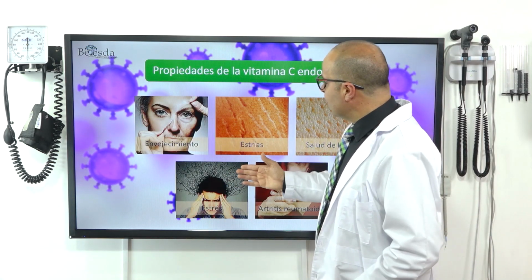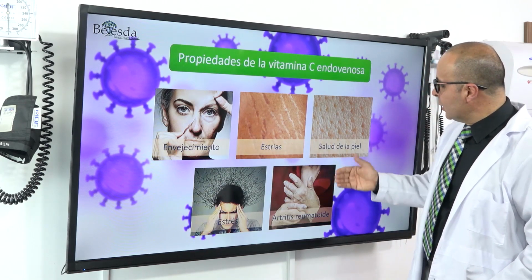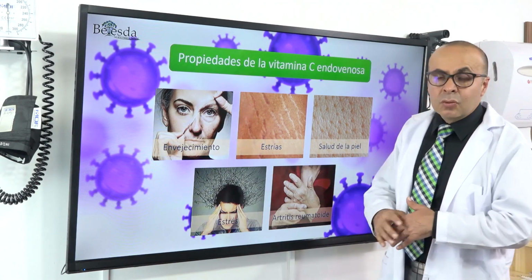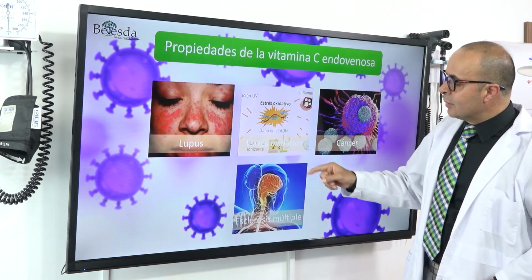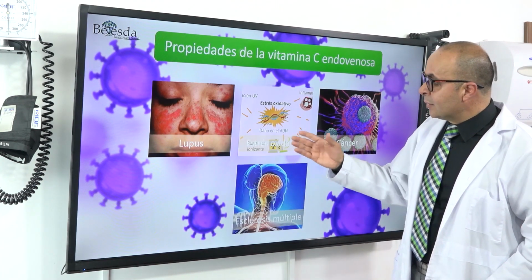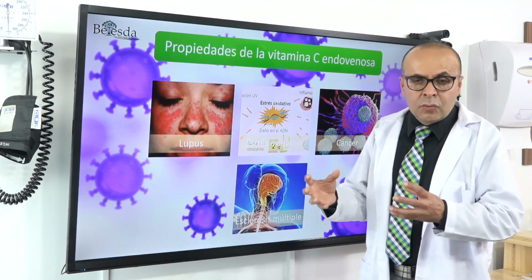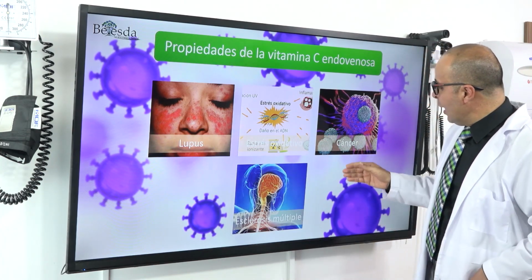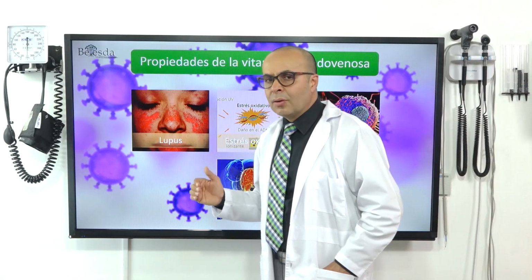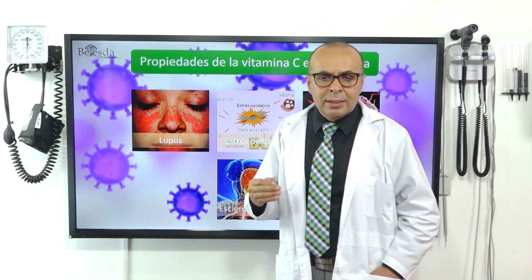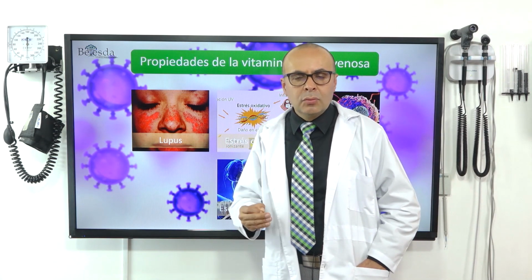Lack of vitamin C can be seen in aging, stretch marks, and skin health. Patients with arthritis or rheumatoid will have a lot of success if they take vitamin C supplements. In stress and lupus, in oxidative stress, which is when cells are suffering from the attack of an infection, and in patients with cancer and multiple sclerosis, the levels of vitamin C are very low. Let's take vitamin C. I repeat, carrots, sweet peppers, and lemons.